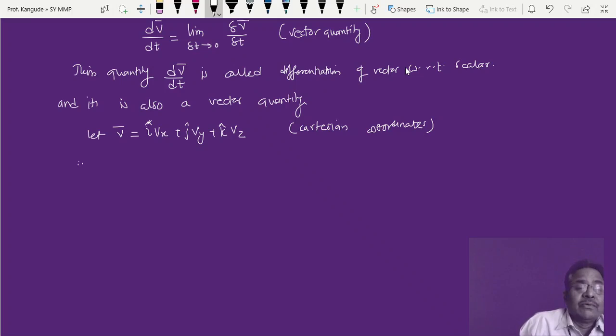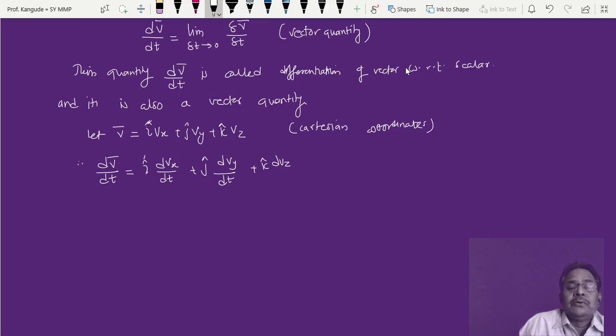Therefore, if I go for this calculation dV bar upon dt, it gives me i cap as it is into dVx upon dt plus j cap into dVy upon dt plus k cap into dVz upon dt. These are simple differentiations of Vx with respect to t, Vy with respect to t and Vz with respect to t. These are the rates of change of Vx, Vy and Vz with respect to t. Here i, j, k give the direction and this gives the rate of change. So the total rate of change of vector V bar with respect to t in Cartesian coordinates is given by this simple calculation.